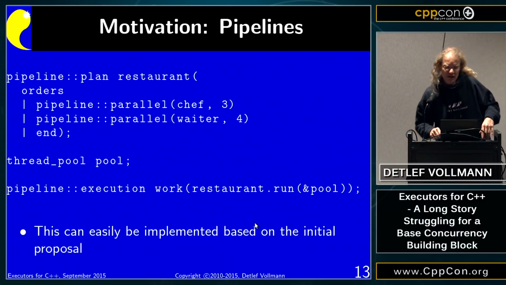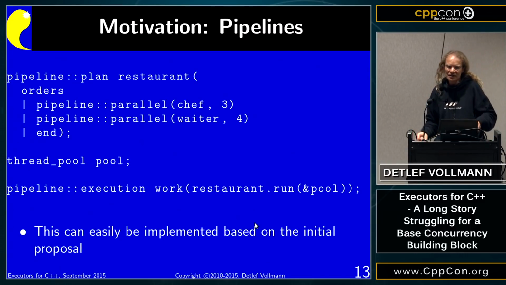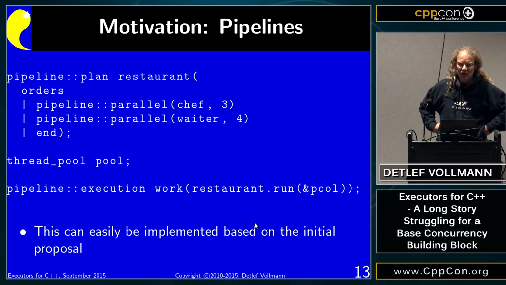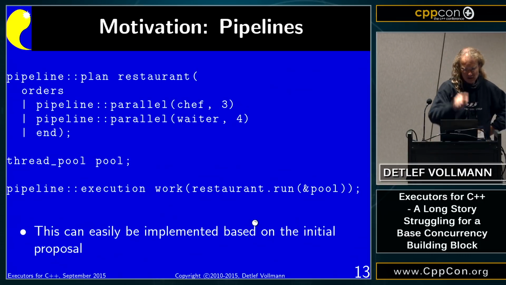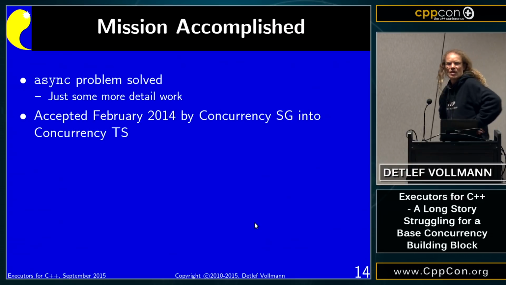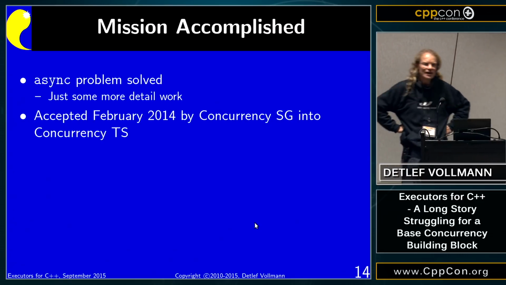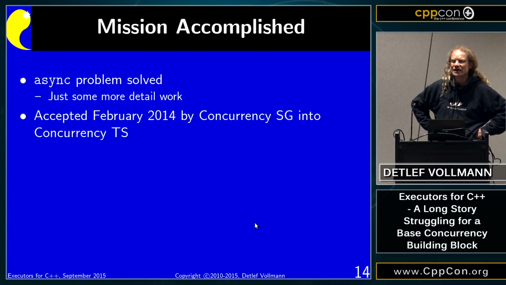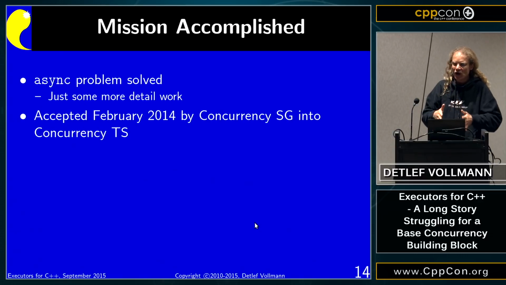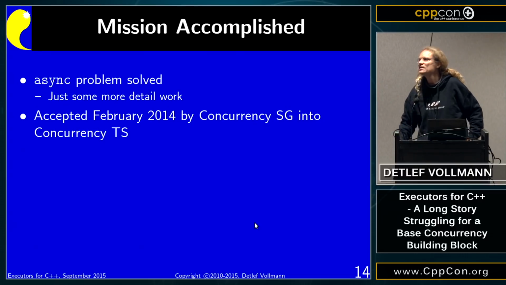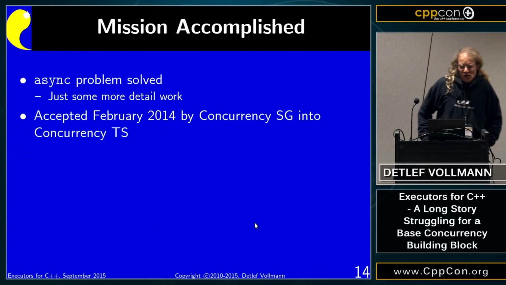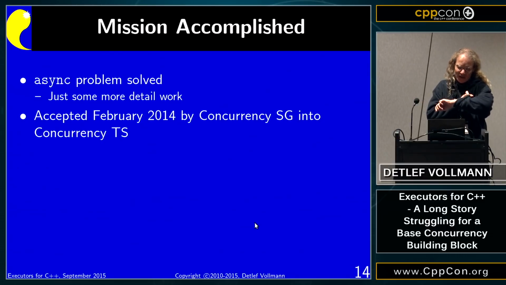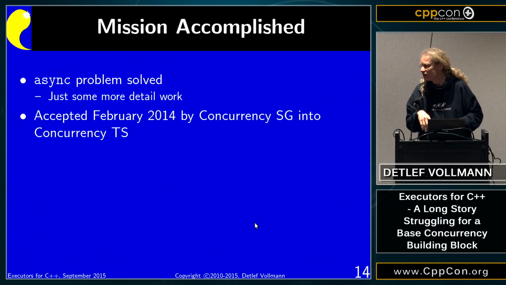So that's nice. If you look at the pipelines, this can really be implemented on the proposal as well. So, nice. Problems are solved. We have executors, and that is why the concurrency study group decided to put this proposal into the concurrency TS. Well, we have used 15 minutes of the hour, so you know it's not the end of the story.